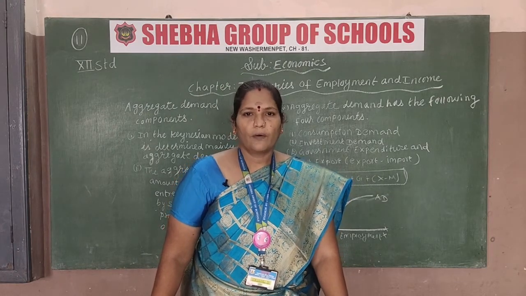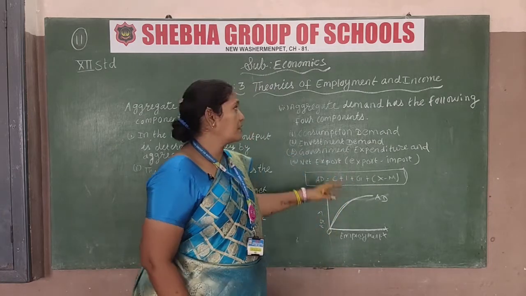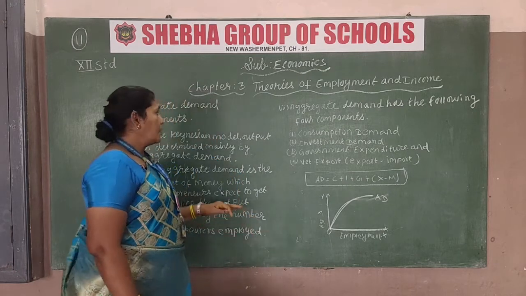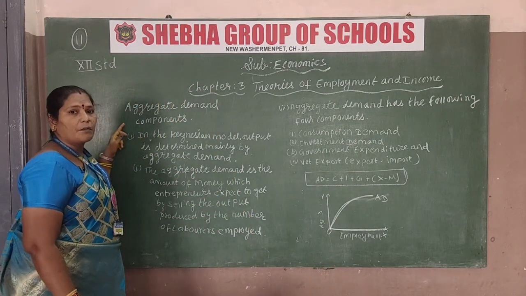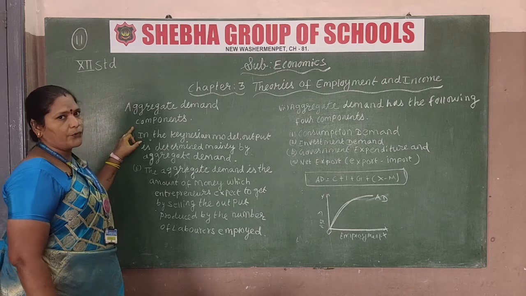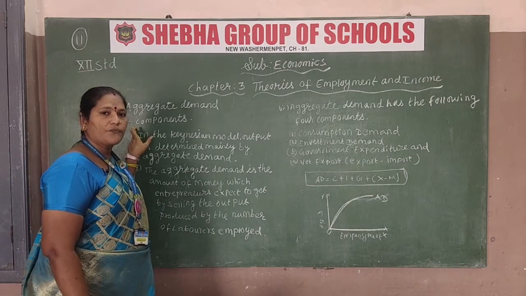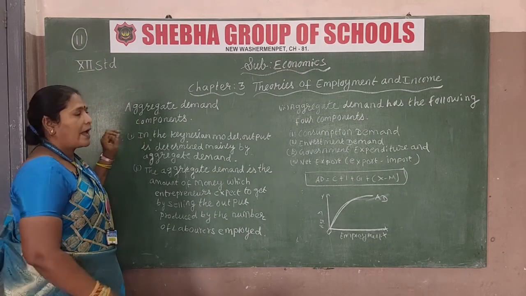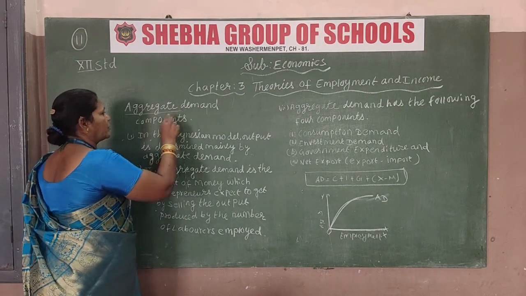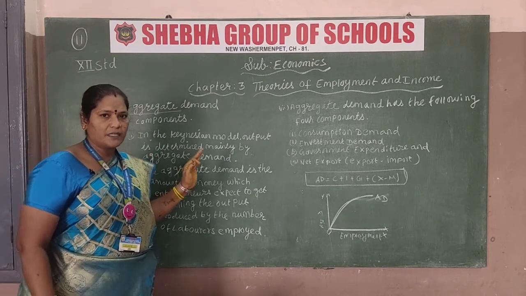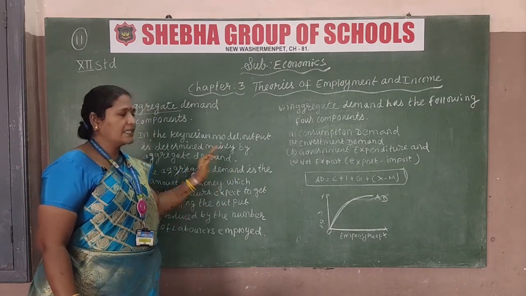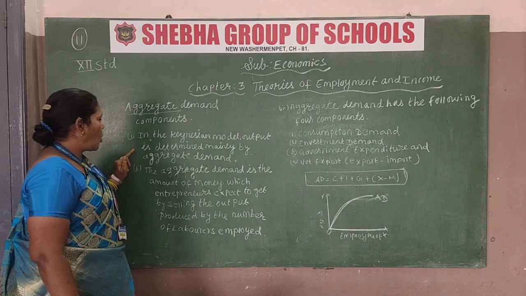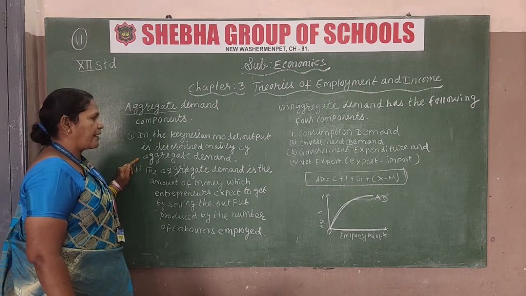So now let us see the third chapter of the 11th chapter, theories of employment and income. In this you are going to learn about aggregate demand and its components. Aggregate demand means the overall total demand, which we are going to see in this chapter. Is it clear?